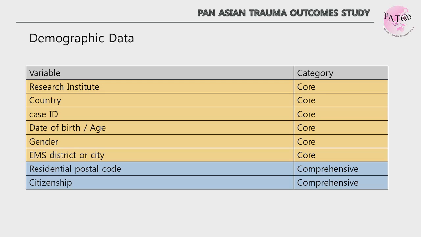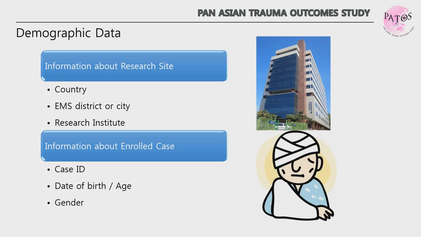Core variables for demographic information include research institute, country, case ID, date of birth and age, gender, and EMS district or city. Comprehensive variables include residential postal code and citizenship. Demographic variables can also be divided into two parts according to the source of information.